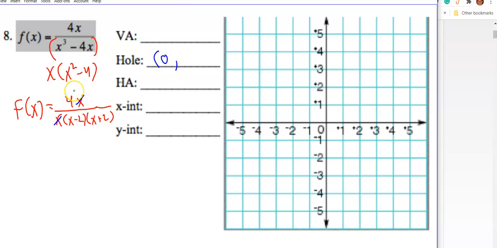If I plug that in, I get 4 over -4, which is -1. So 0, -1, there's a hole. Vertical asymptote at x equals 2 and x equals -2. Horizontal asymptote, it's bottom heavy, so y equals 0.